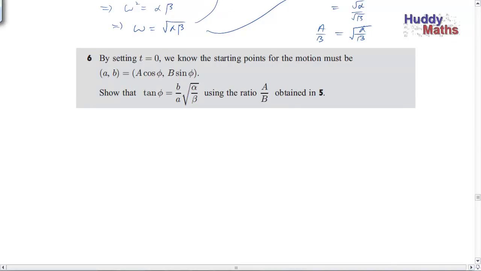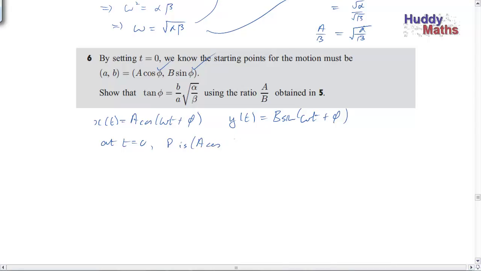Now, let's have a look by setting t equals 0. We know the starting point must be this, a, b. Show that tan of phi is b on a times the root of alpha on beta. Okay, so let's write out the equations now. x of t is A cos(omega t plus phi), and y of t is B sin(omega t plus phi). At t equals 0, we've got the point (a, b) is the point A cos of 0 plus phi, or just phi, and B sin phi. So we've just shown that.